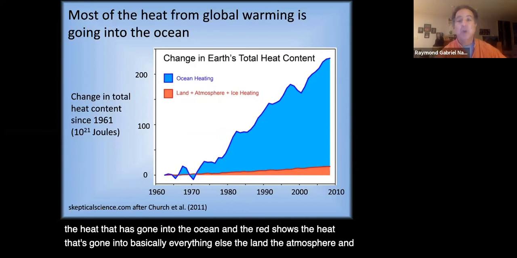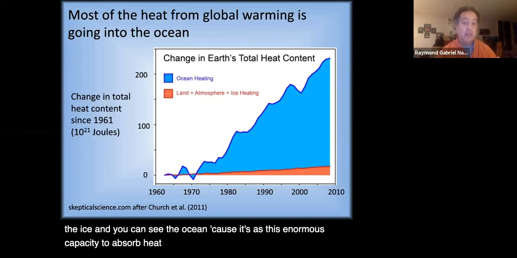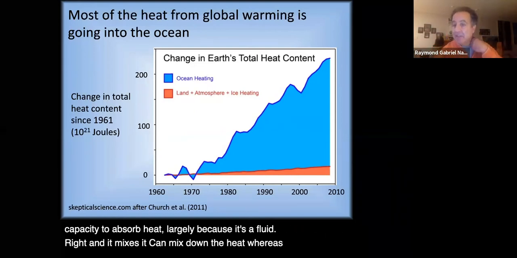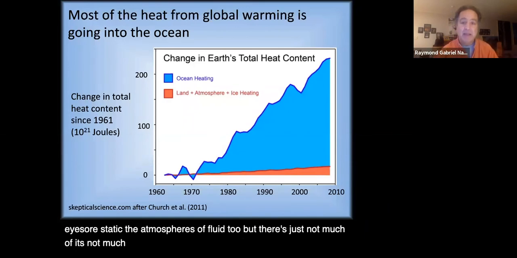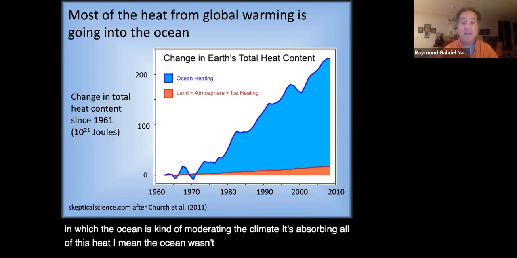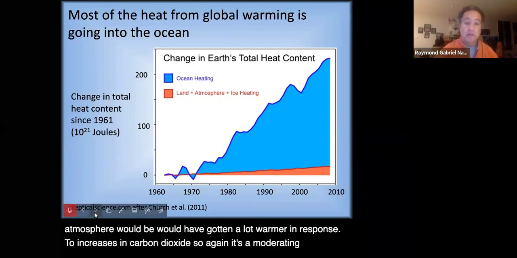And you can see the ocean has this enormous capacity to absorb heat, largely because it's a fluid, right? It can mix down the heat, whereas land and ice are static. The atmosphere is a fluid too, but there's just not much mass in the atmosphere. So here's yet a third way in which the ocean is moderating the climate. It's absorbing all of this heat. If the ocean wasn't there, the land and the atmosphere would have gotten a lot warmer in response to increases in carbon dioxide. So again, it's a moderating influence on the climate.